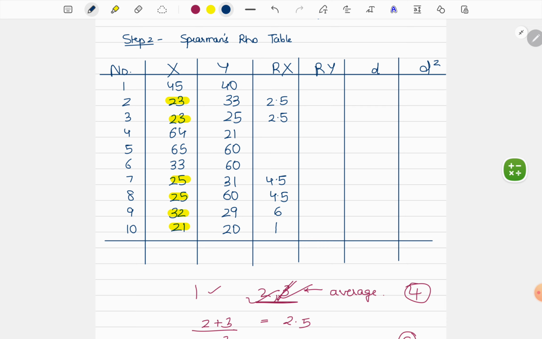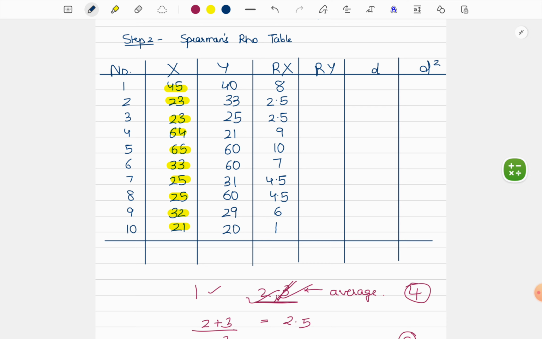After 32, the next least number or higher than 32 is 33 and there is a single occurrence. So we can just directly give the next rank 7. After 33, the next least number is 45. We can give it the rank 8. So you can see numbers I am considering in ascending order and ranks I am giving in again ascending order, lowest to highest. Next least number is 64, which can be given rank 9. And next least number is 65, which is actually the highest number. It can get rank 10. So this is how we assign the ranks for any variable.